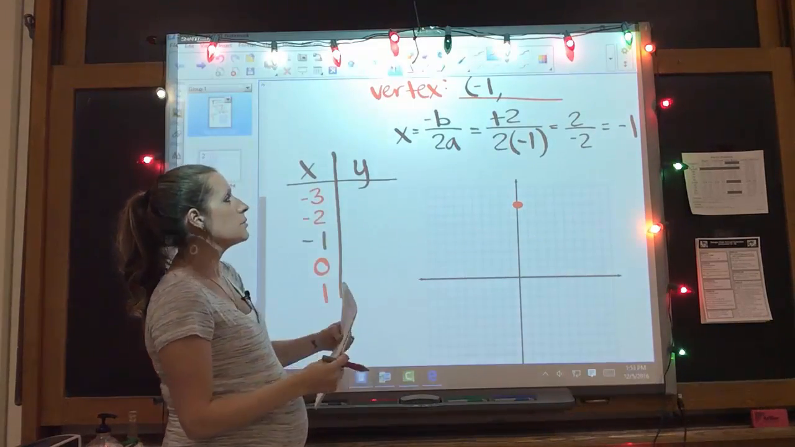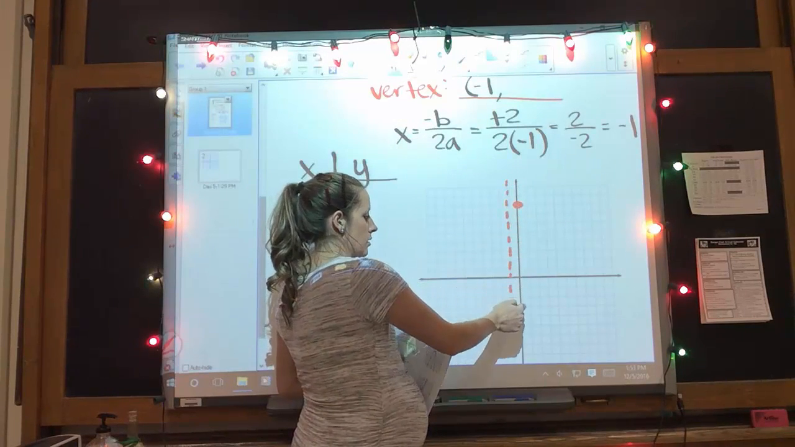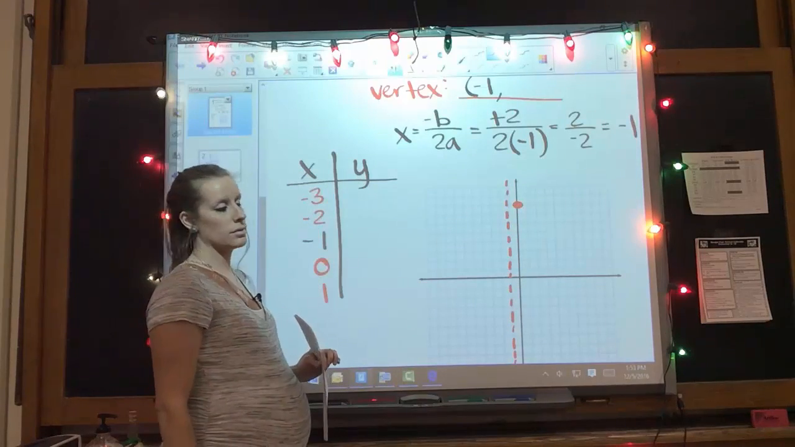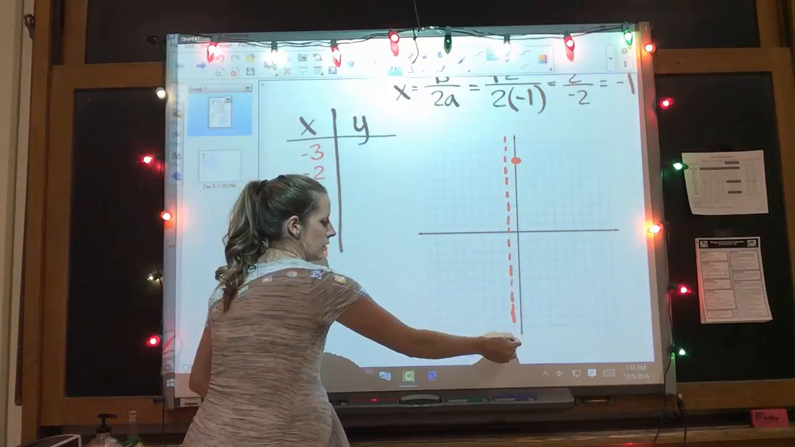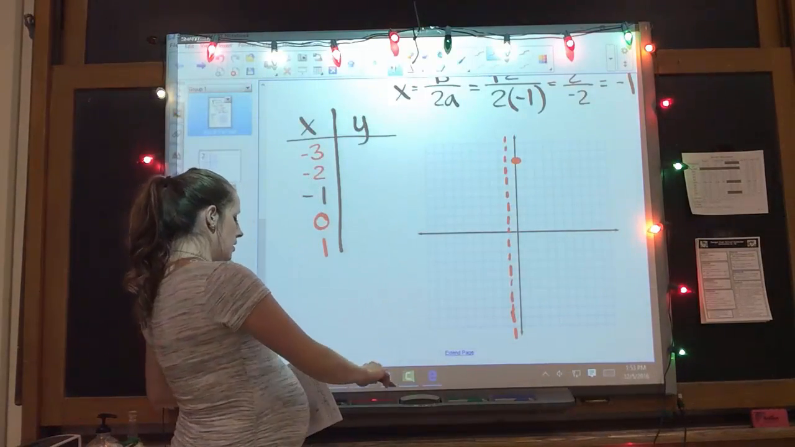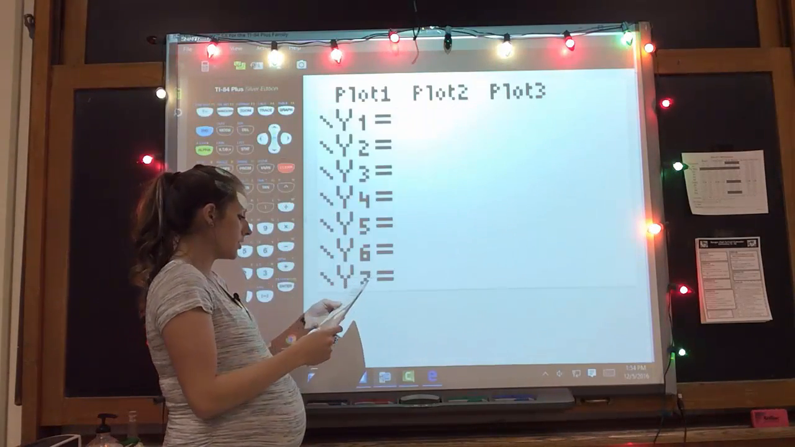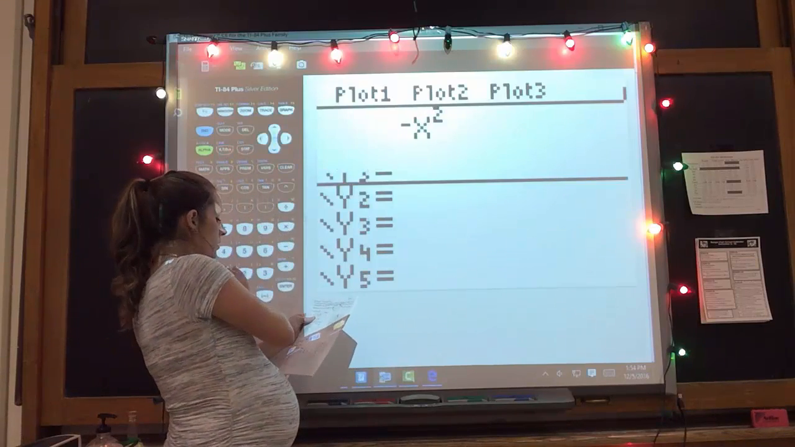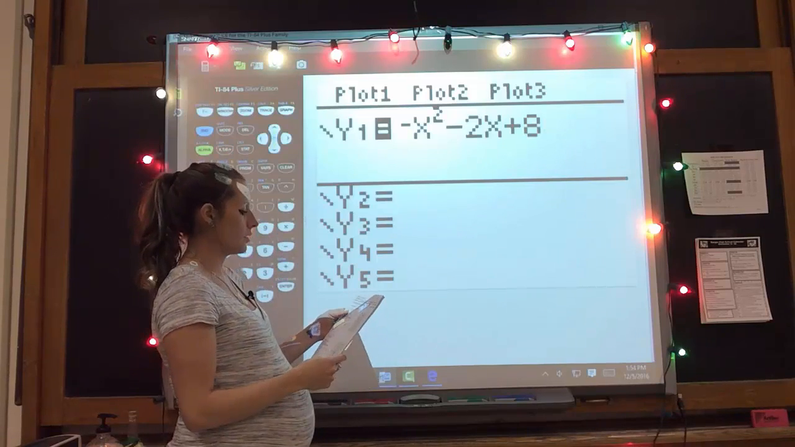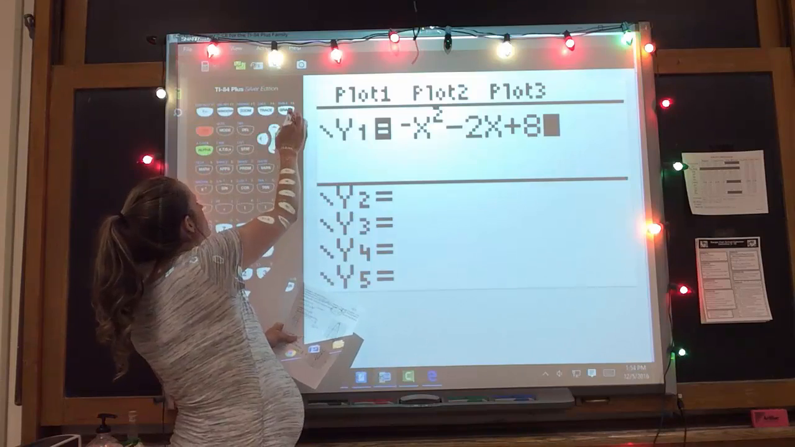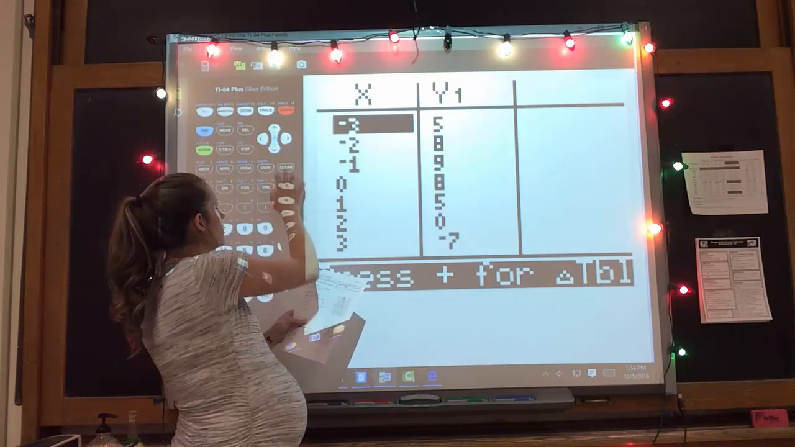We know our axis of symmetry is going to go through that vertex. So you can go ahead and draw your axis of symmetry at negative 1. Like I said, I'm going to let the calculator do the rest. So let's go to y equals. We're going to put in our equation, negative x squared minus 2x plus 8. Okay, go to your table, second graph, and we want to find some points around negative 1.